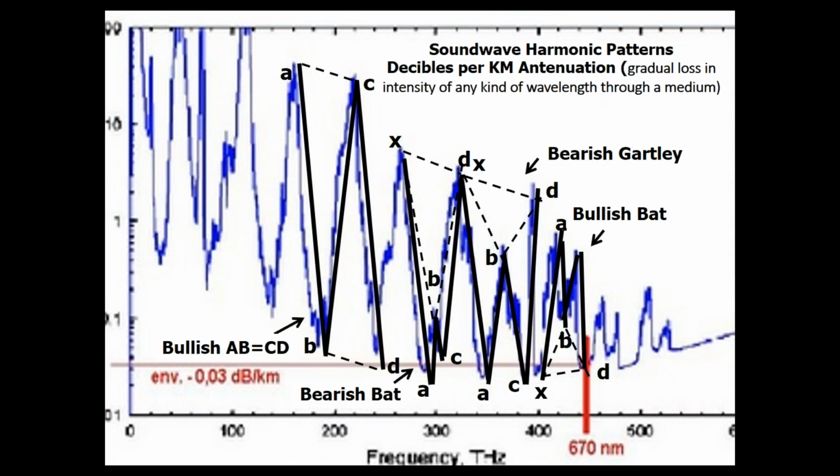Here is a decibel chart. This is attenuation, the gradual loss of the sound wave intensity through time. But this too possesses harmonic patterns and harmonic relationships.